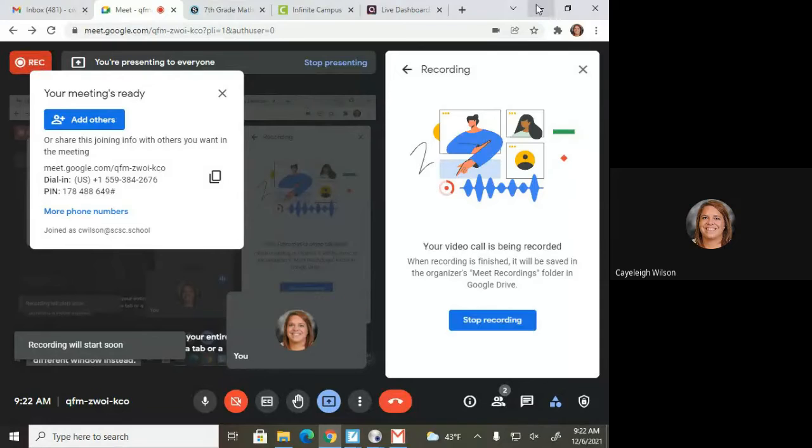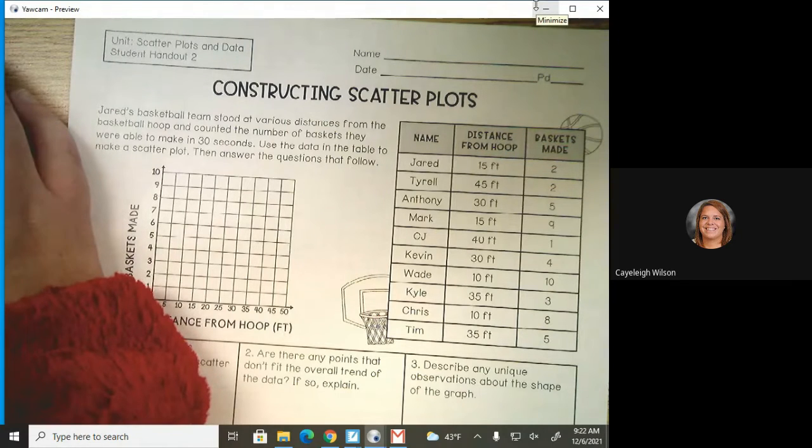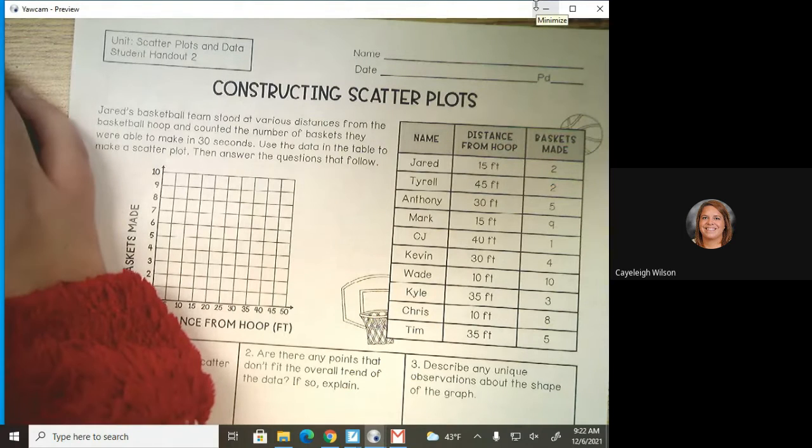If it is a positive association, it went up from left to right. If it was negative, down from left to right. No association, you could not draw a trend line.